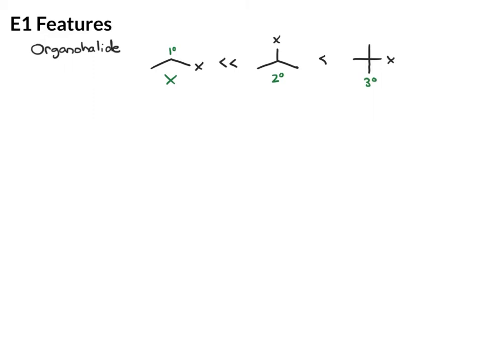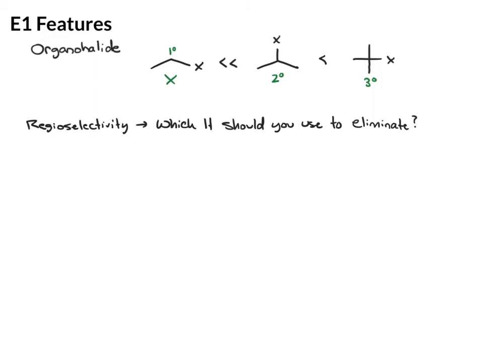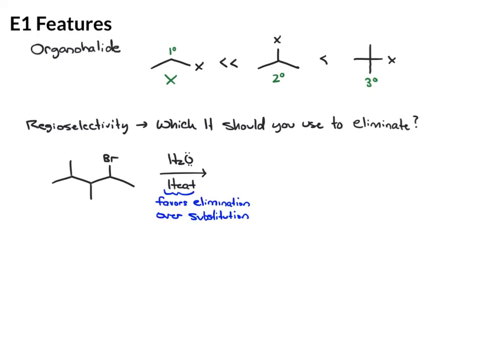Next, let's look at the regioselectivity. Basically, that means we're trying to figure out which hydrogen should we use to eliminate. So for example, if we were to start with this organohalide here, and I'm going to use water, and I'm going to add something else here. I'm going to add heat. And a lot of times you'll see heat added with elimination reactions because what that does is it helps to favor elimination over substitution. When we're doing these E1 and SN1 reactions, always think through the mechanism. That way you're not going to mess anything up.